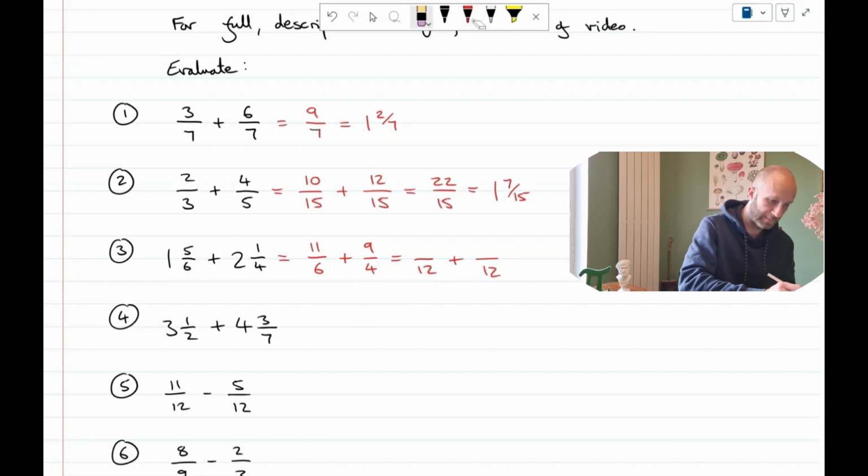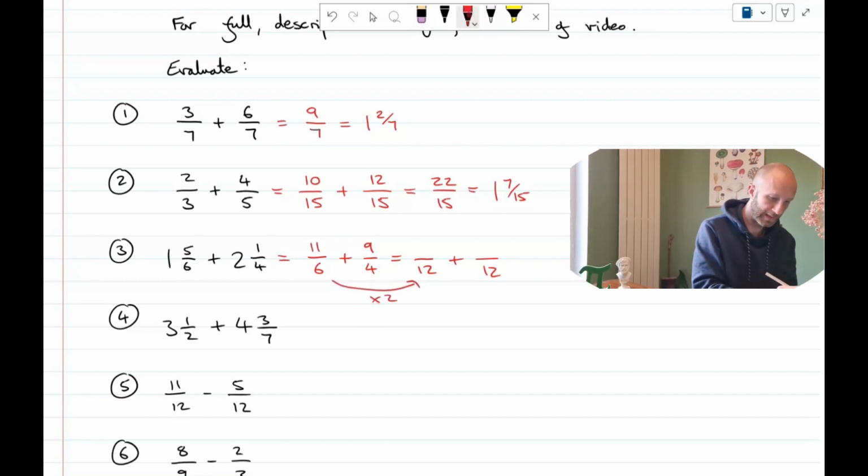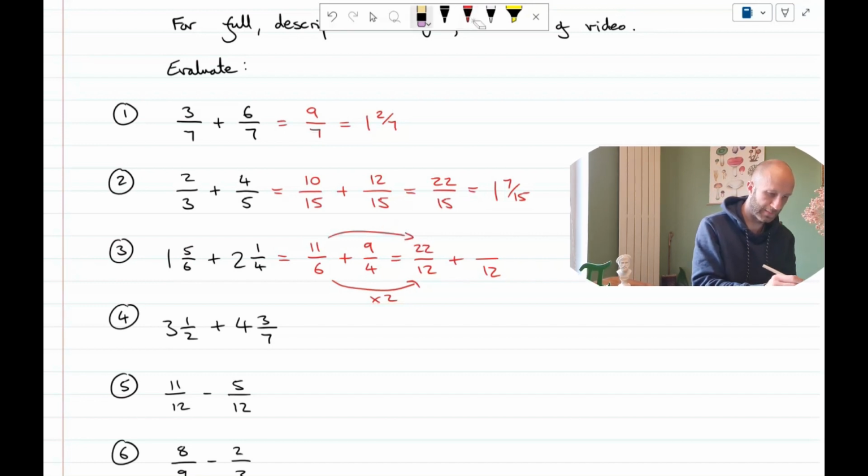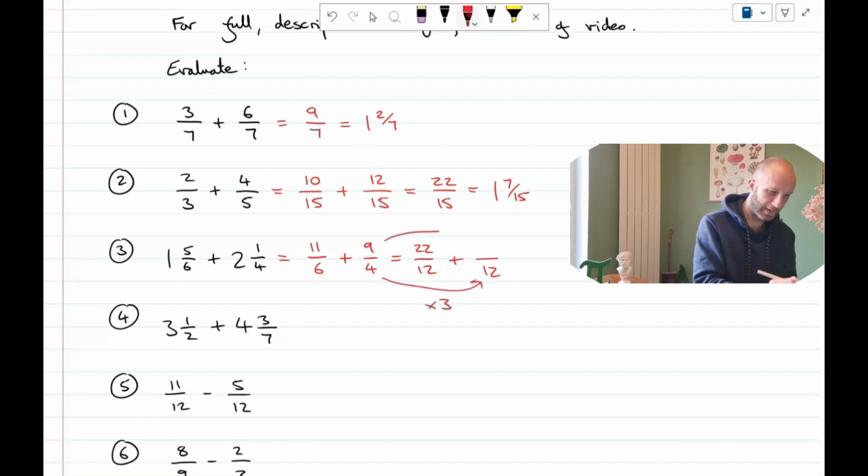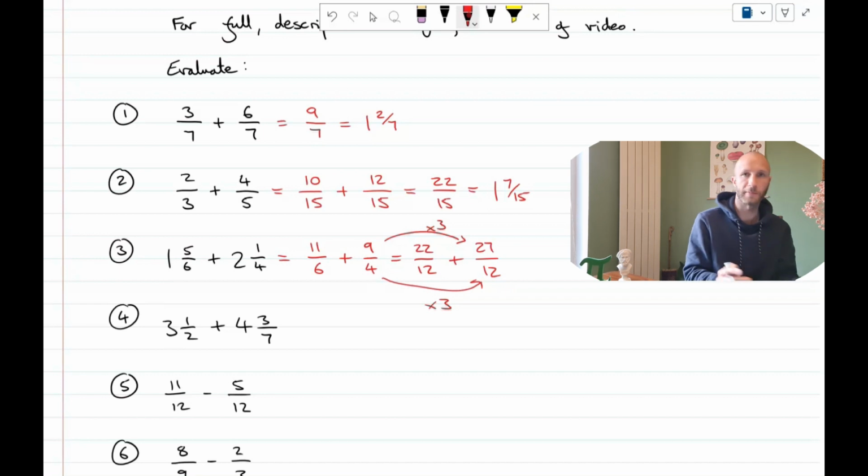So we want to write these both over 12. What do we do to the bottom? Times by 2. Do the same to the top. Times by 2. So we get 22. And what do we do to the bottom here? We multiply by 3. So I do exactly the same at the top, times by 3. 9 times 3 is 27.